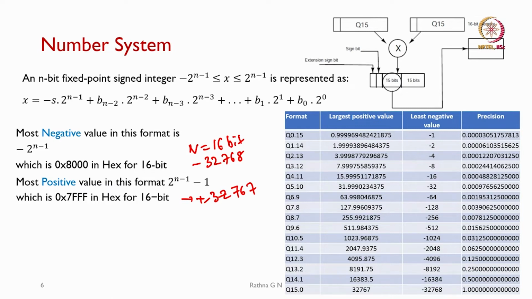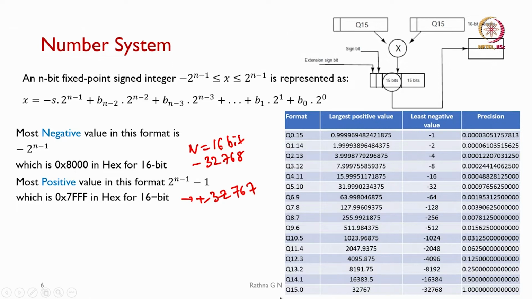So, you are seeing a different format from what we considered in our representation. That is the Q15 format, which means it is 0.15, and the largest value is as you can see, and the least negative value is minus 1, and the precision I am going to get with respect to this number system is as it is given. So, like that we can go.